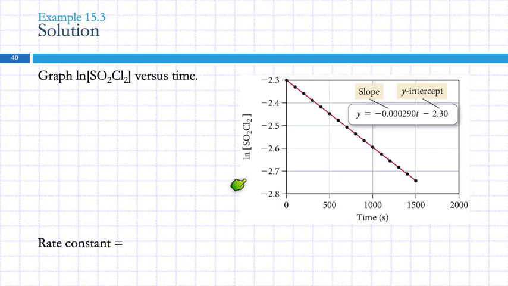So if we graph that data, poof, magic, we get this result. So the graph of natural log of A versus time gives us a straight line. So that tells us that this is a first order reaction. Because if you graph zero order or second order data, it won't be a straight line. So because it's linear, this is a first order reaction.